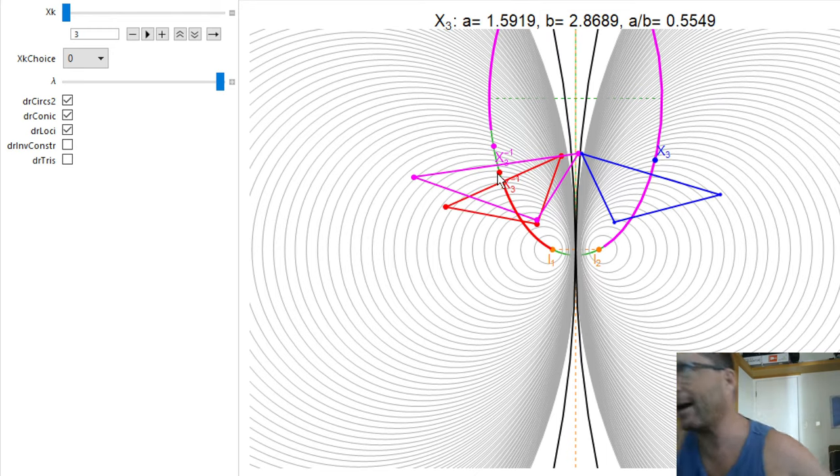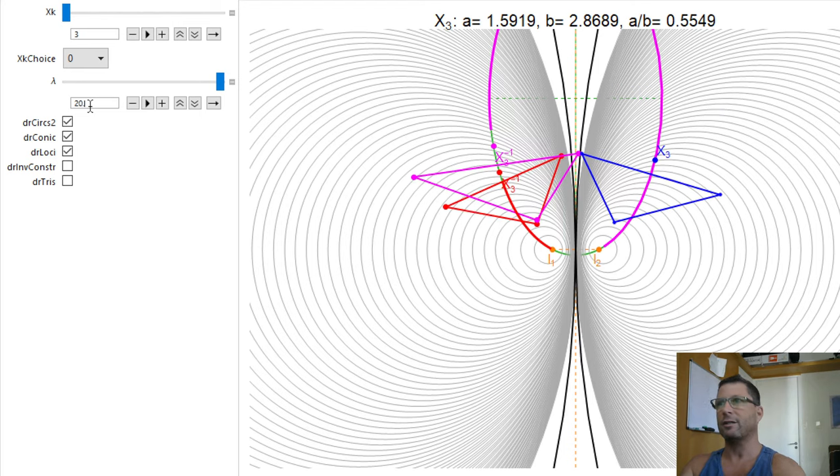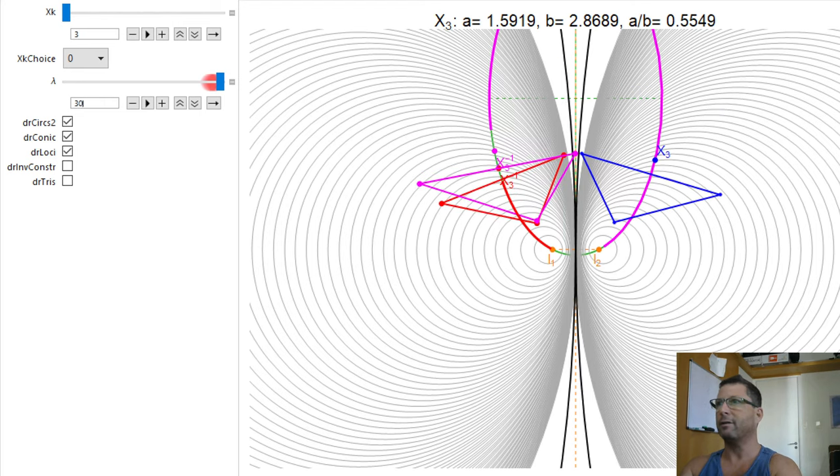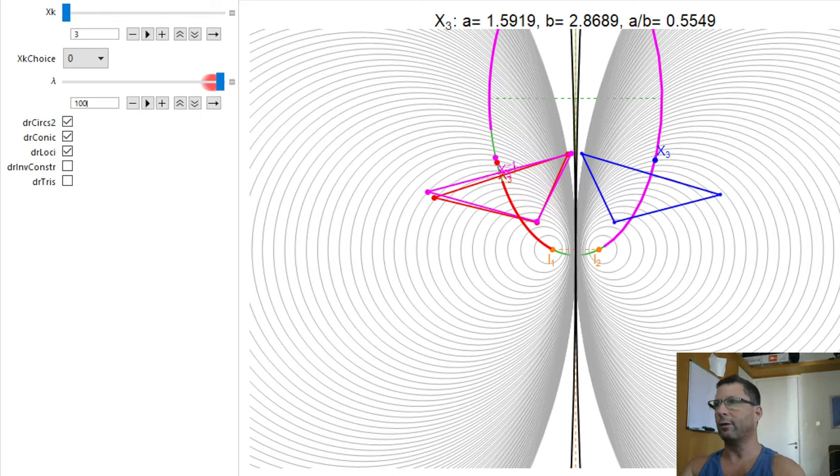Now, another really cool thing is happening. As the radius of these thick black circles increases to infinity, the inversive image will tend to a reflection of the blue reference. So the inversion of a triangle with respect to an infinite radius circle is a reflection of blue with respect to the radical axis. So you can see here that both red and magenta are approaching the reflection of the blue. And I can actually exaggerate that by making this lambda parameter become even bigger. Let's take it to 100. So now you almost have a reflection.